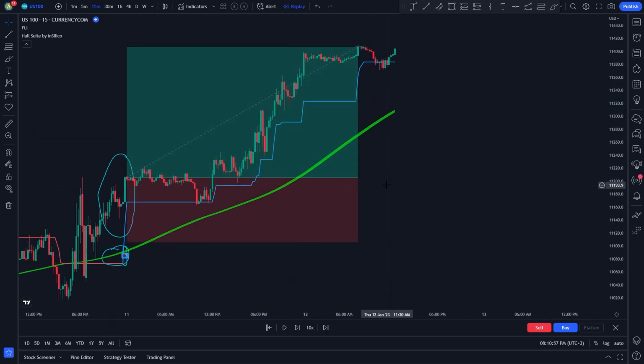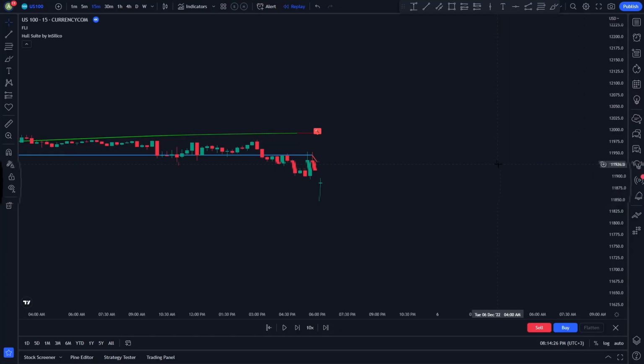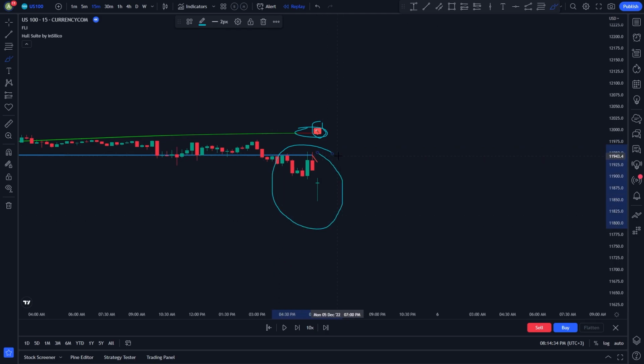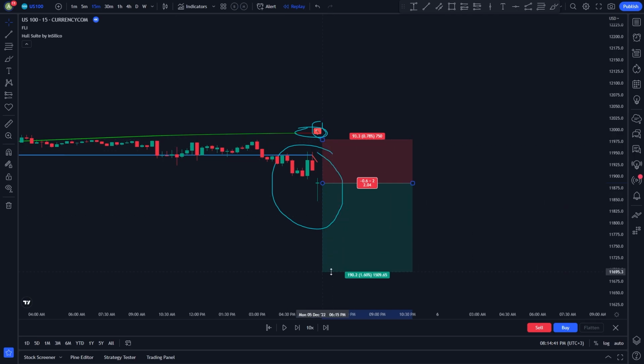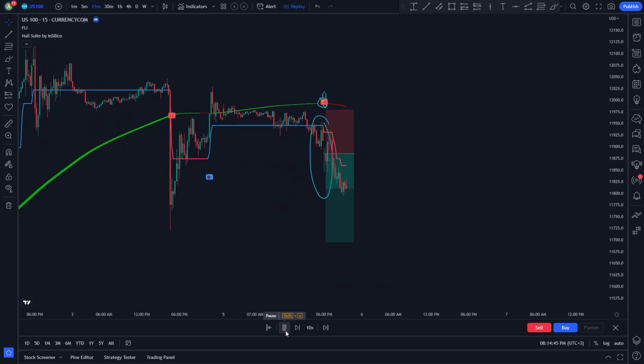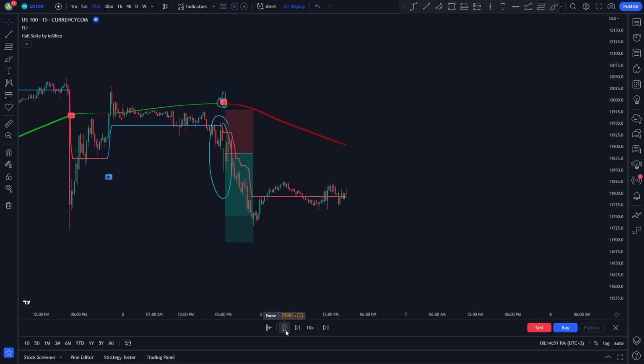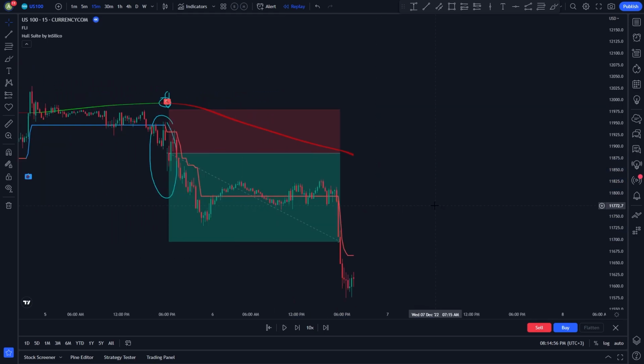Now, I will show you some examples for short positions. Okay, so we have a short position entry here. We have a sell signal issued by the follow line indicator. The Hull Suite line is red, and the price is trading under it, so we enter a short position. We set our stop loss at the recent swing high, and we set our take profit at 2 times the risk. This was another winning trade.